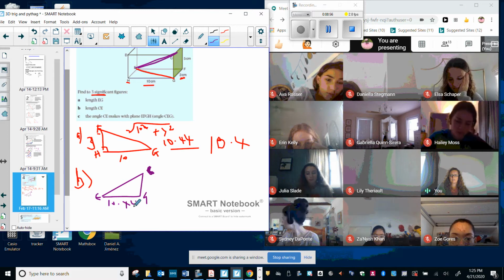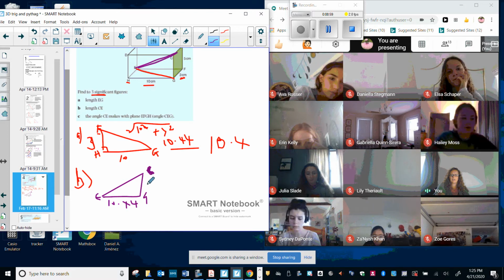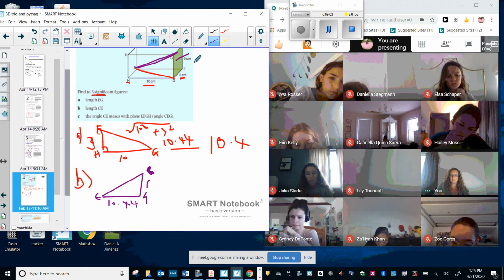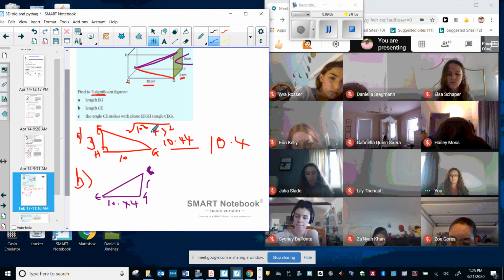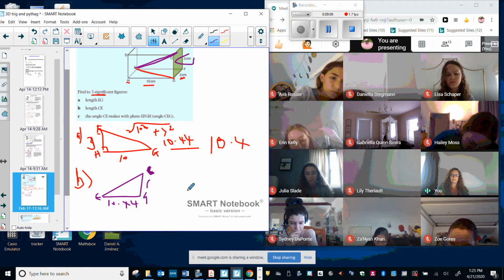To be a little bit more accurate. CG, we know is 5. That's from the diagram. Okay, so that one's from here. And we're trying to find CE. So again, we're using Pythagoras.